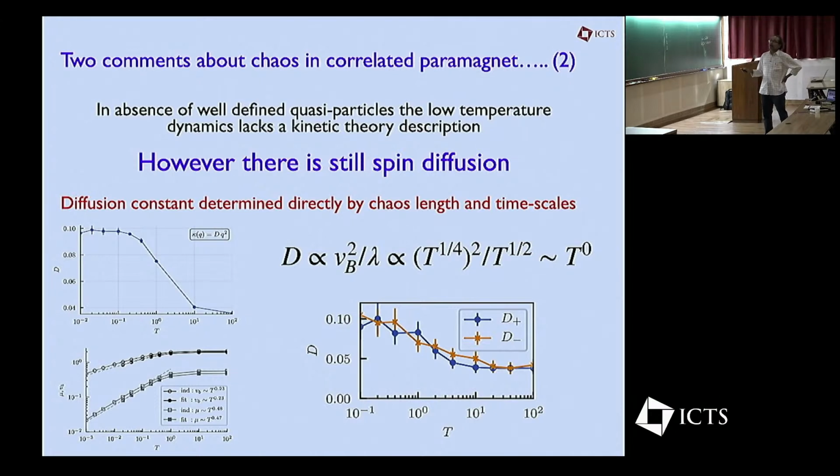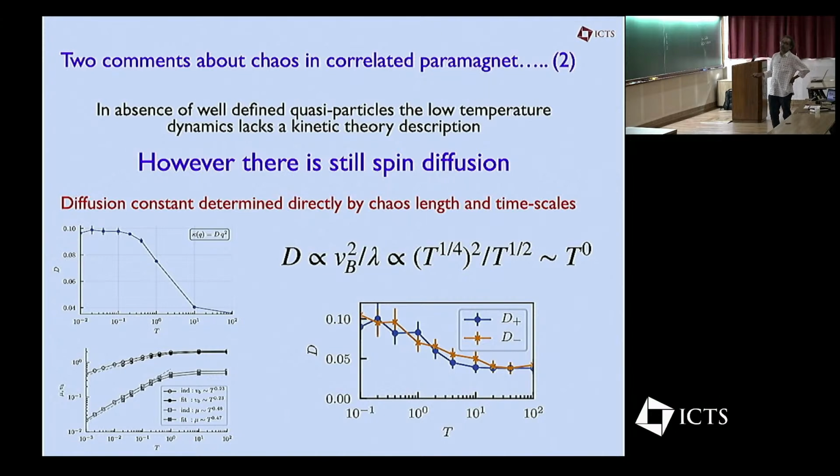This is my last slide. The other comment that I think is interesting is that in this correlated paramagnet, there are no well-defined quasiparticles in the sense that I mentioned, and there is no good description in terms of a kinetic theory of these weakly interacting quasiparticles. However, the system doesn't break spin rotation symmetry, and there is still spin diffusion. And what seems to be a numerical observation is that the spin diffusion constant is controlled by this butterfly velocity squared divided by lambda, and which, scaling-wise, makes sense for the correlated paramagnet that I showed.